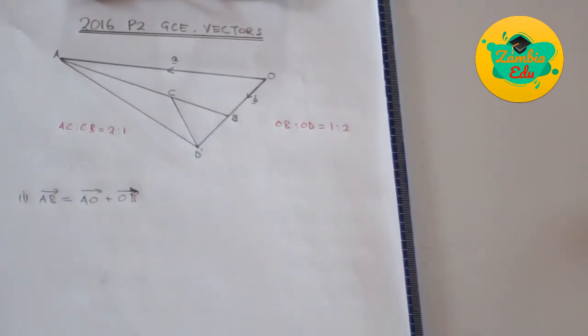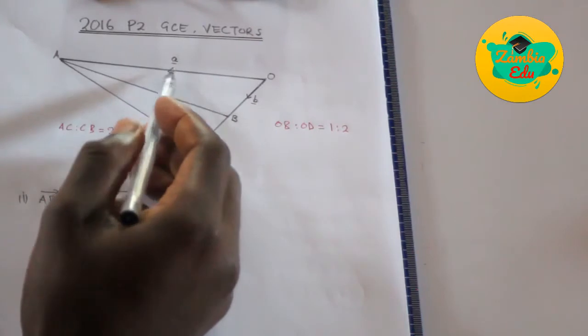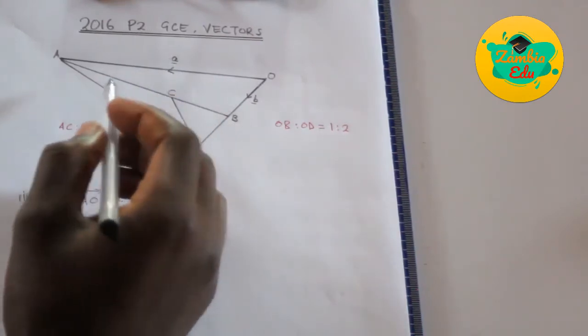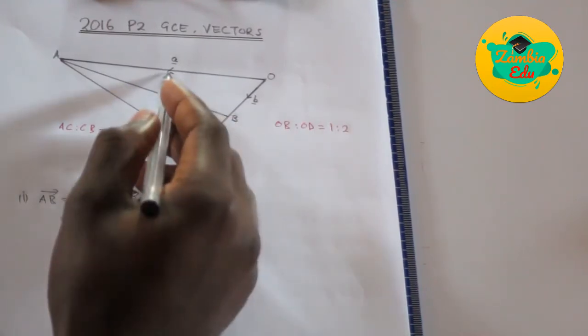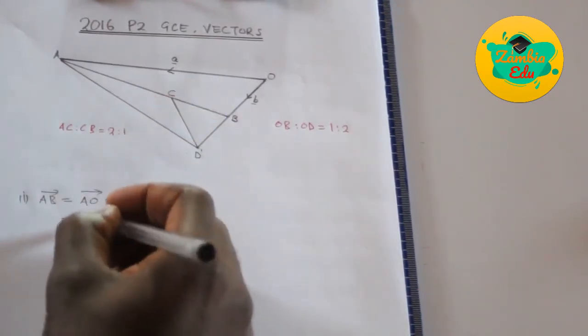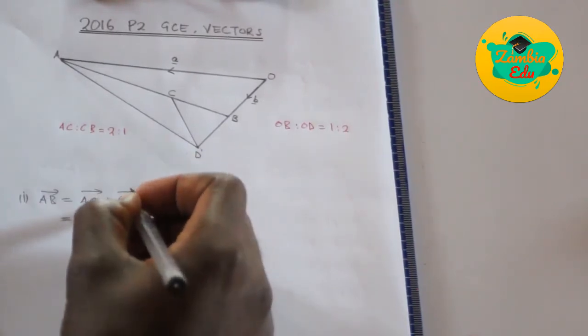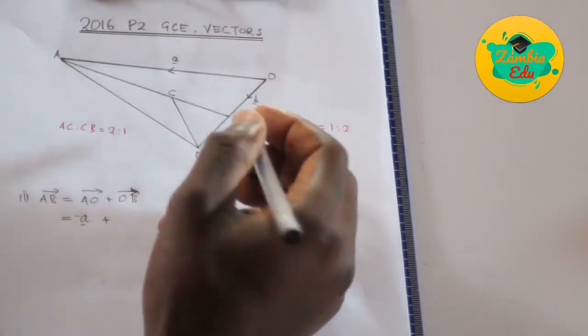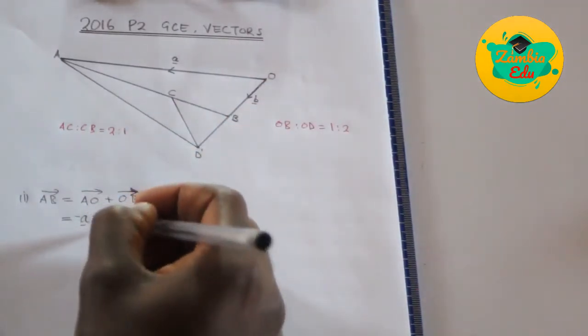Plus O to B in that way, which is going to be equal to A to O is A. How is it negative A? Why is it becoming negative A? Because we are opposing the arrow. Plus OB. So we've been told that OB is equal to B.